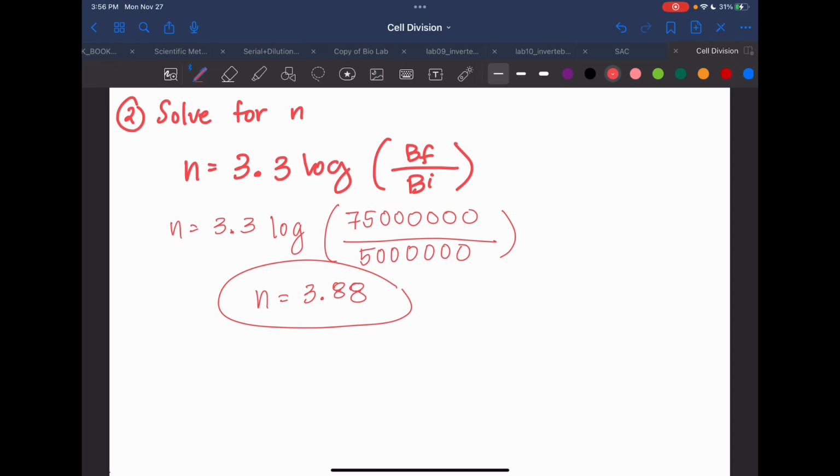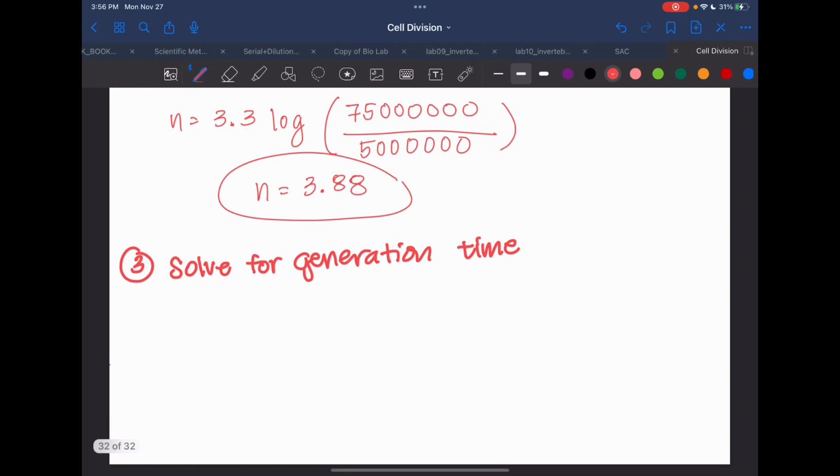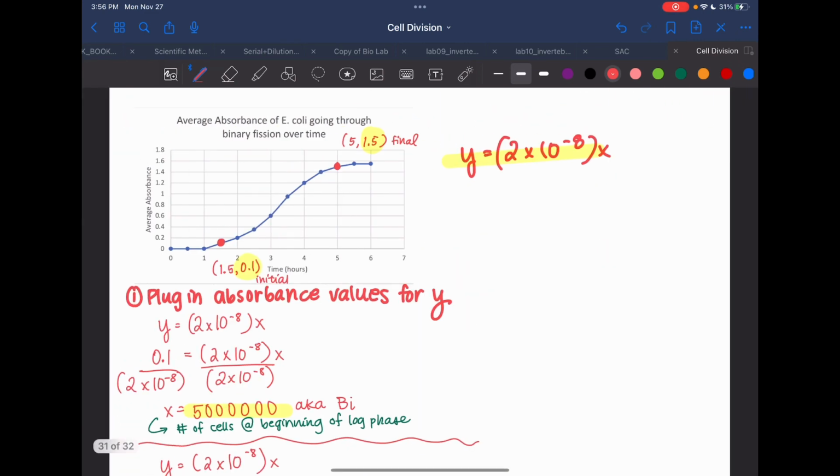Then the last part is going to be to actually solve for generation time. So now we can use the beginning equation that I talked about, which is why I said that this is kind of a backwards way to get there, because the equation is so easy, but takes us a little bit of time to get there. So t is time. So then I'm going to refer back to my graph here. My time is going to be the 5. So that's my final, and that's my initial.